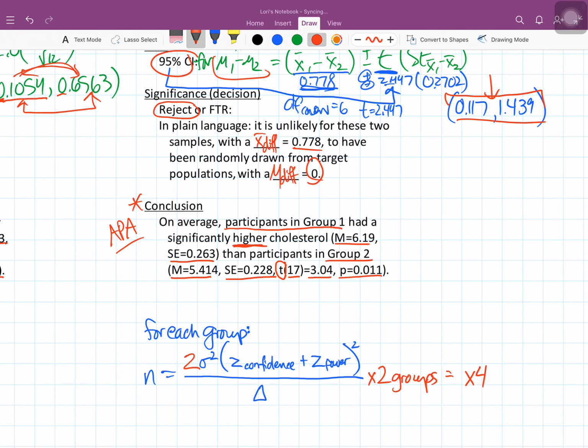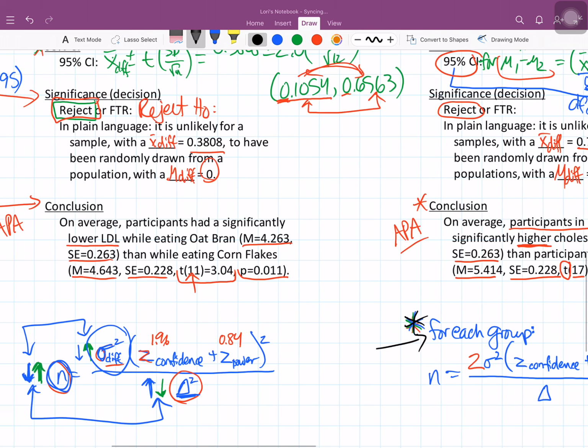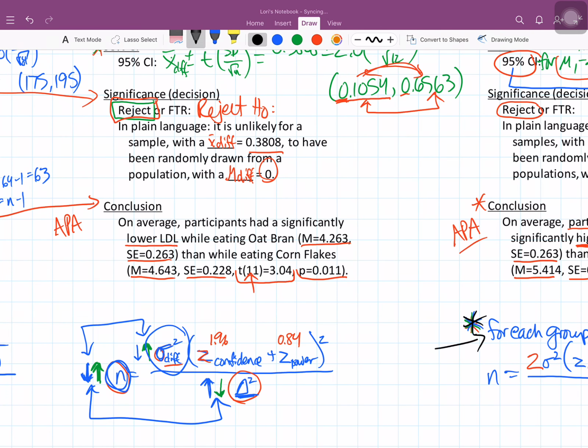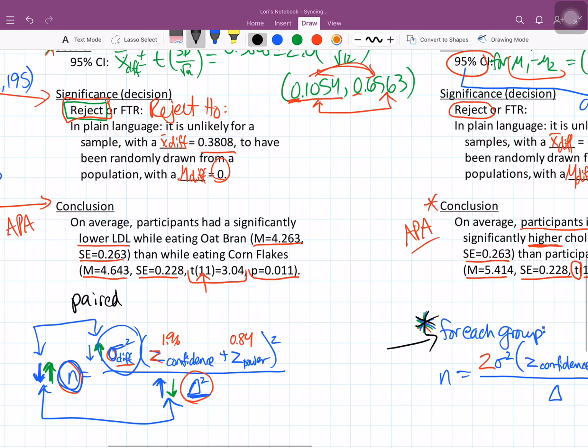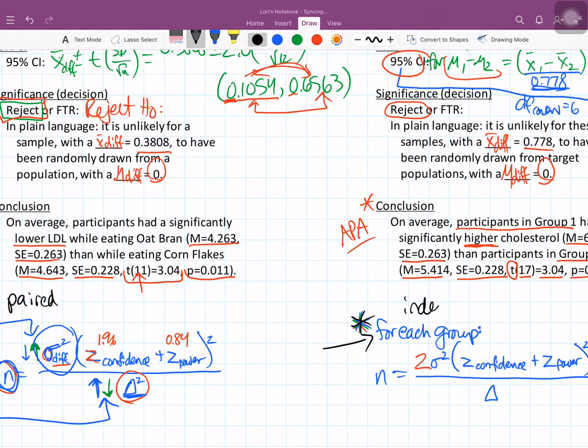Here's one of the very important takeaway messages. I'm going to put like massive stars next to it because it's such an important thing. Sample size for an independent samples t-test compared to, and here I'll scroll to the left, compared to the sample size calculation for a paired t-test. So here's paired, here's independent.